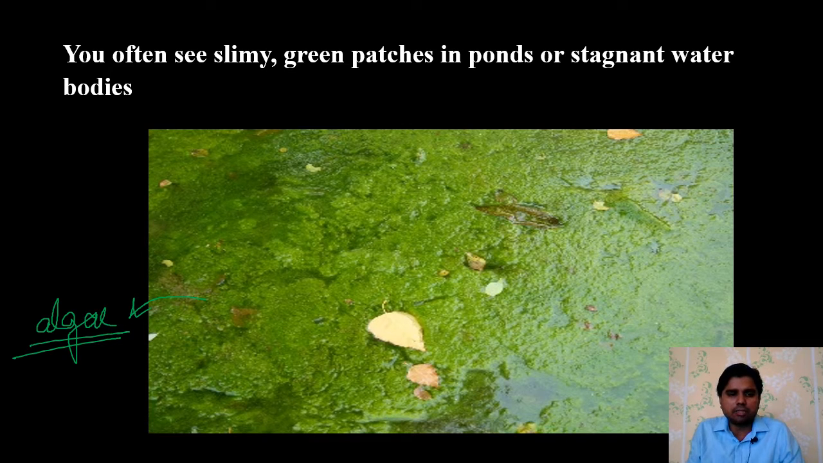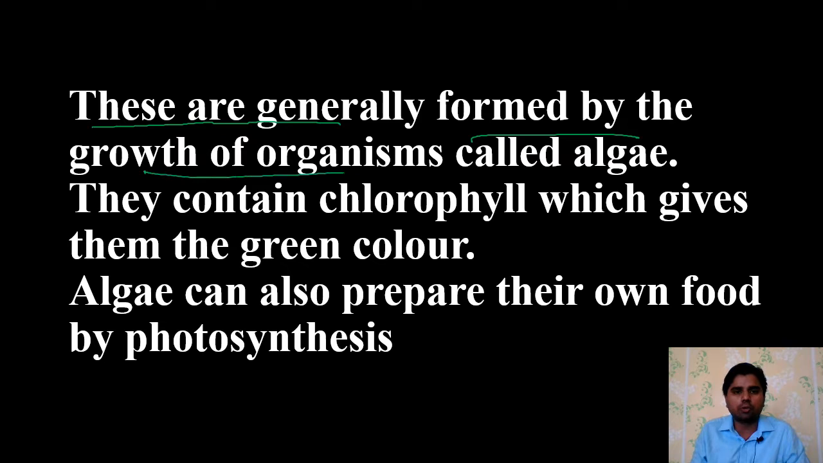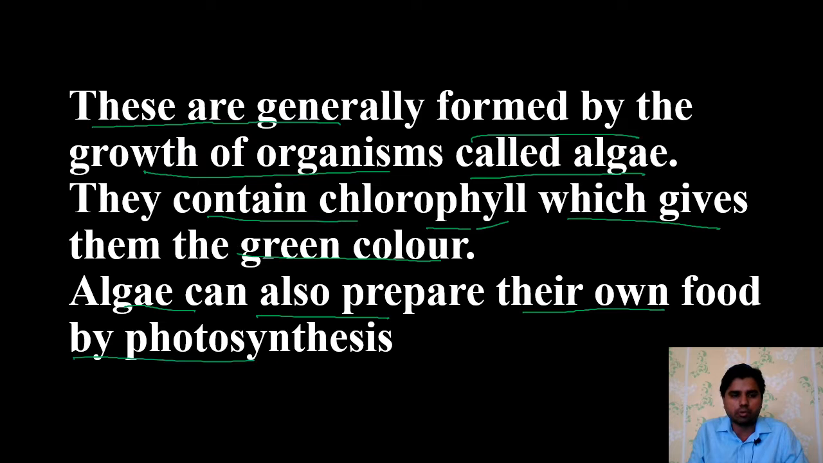Such an organism only contains chlorophyll. If it contains chlorophyll, then it has the green pigment known as chlorophyll present in it, and hence they can also do photosynthesis. Yes or no? Yes. Students, they are generally formed by the growth of organisms called algae. They contain chlorophyll which gives them green color. Algae can also prepare their own food by photosynthesis.